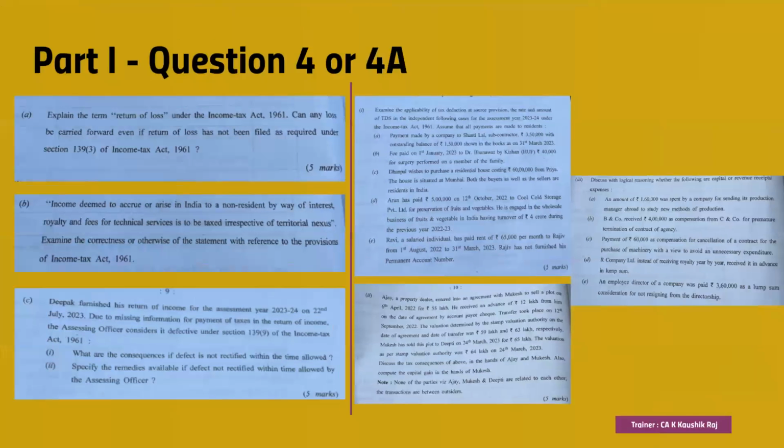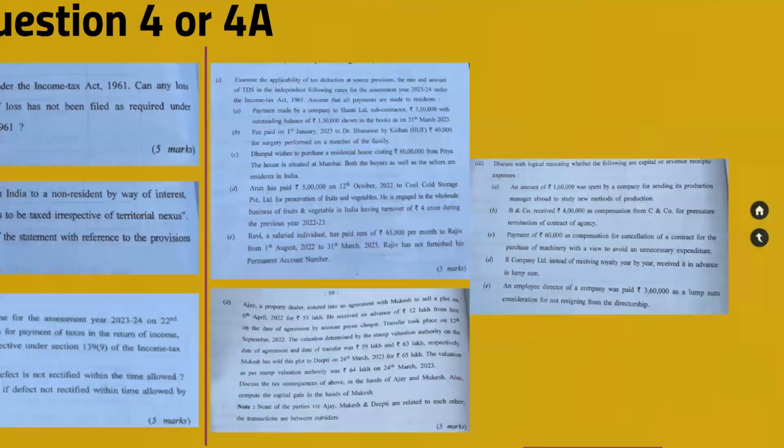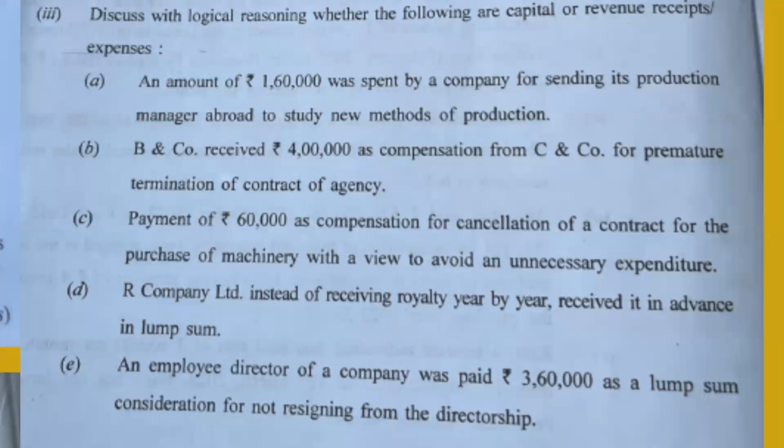Then comes the simple question: there are 5 different transactions being given. What is capital in nature? What is revenue in nature? Chapter number 1. Again, very simple overview. So chapter number 1 has around 10 marks easily coming from this examination. Chapter number 1 is 10 marks.